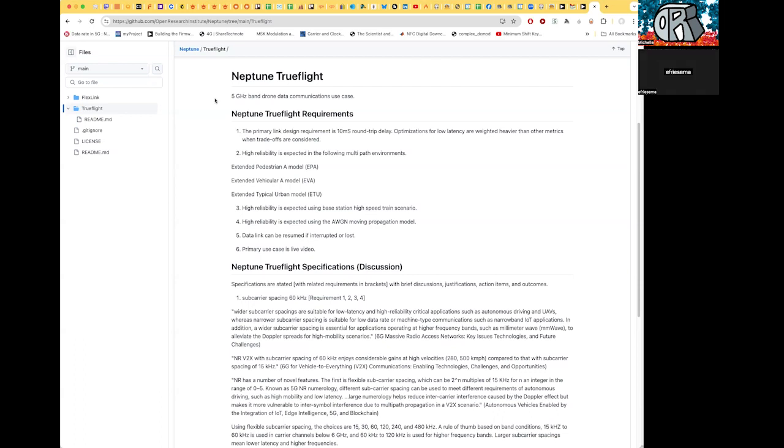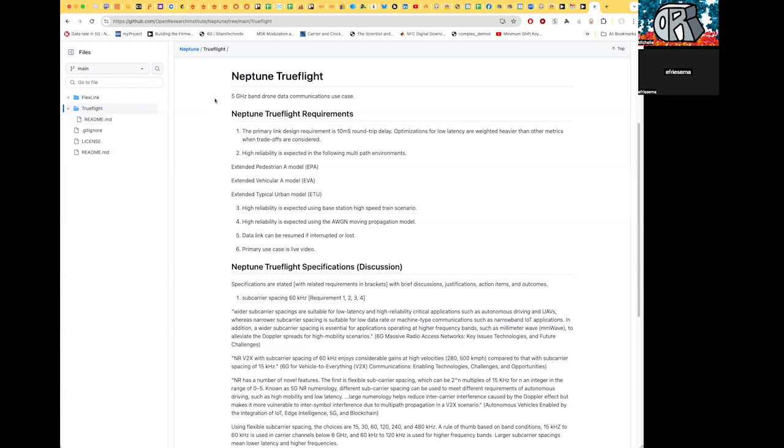And when we look at requirements, the optimizations for low latency are weighted heavier than other metrics when trade-offs are considered, meaning when we have a set of requirements, we do prioritize some requirements over others when we're trying to write our specifications. And just to back up, requirements are statements about what's required. They are usually pretty short, a sentence or two.